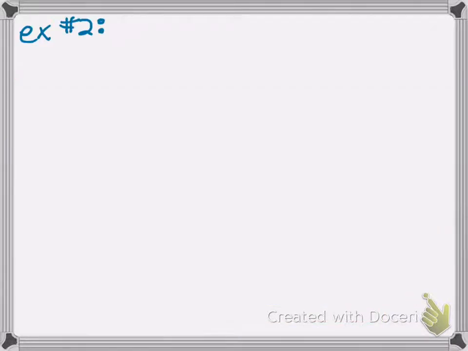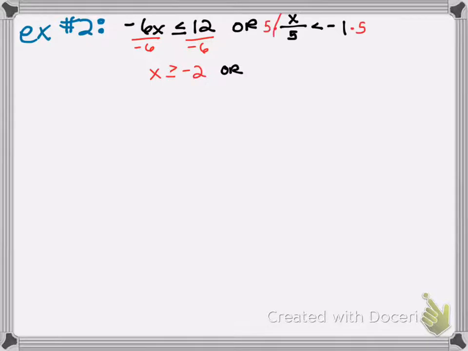Our second example is another or statement. So let's look at this one. Again, the same steps as last time, solve each of them individually. Again, we cannot forget to flip our sign when we divide by a negative. So my less than sign becomes greater than sign. On the other side, since I was dividing by 5, to get rid of it, I multiplied by 5. Again, I multiplied by a positive, so I did not flip my sign.